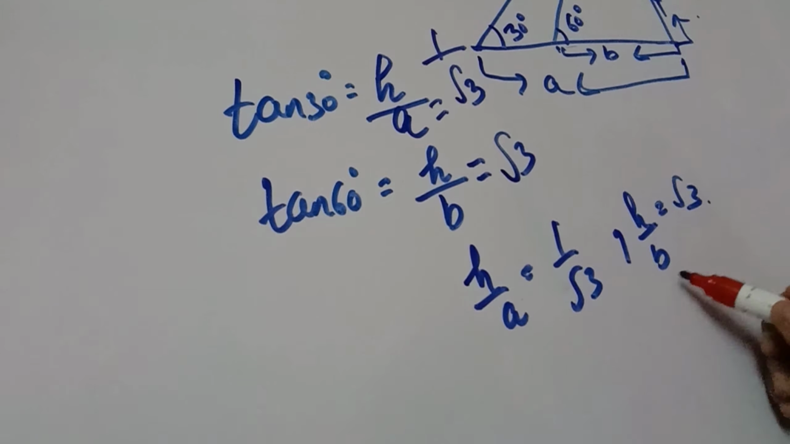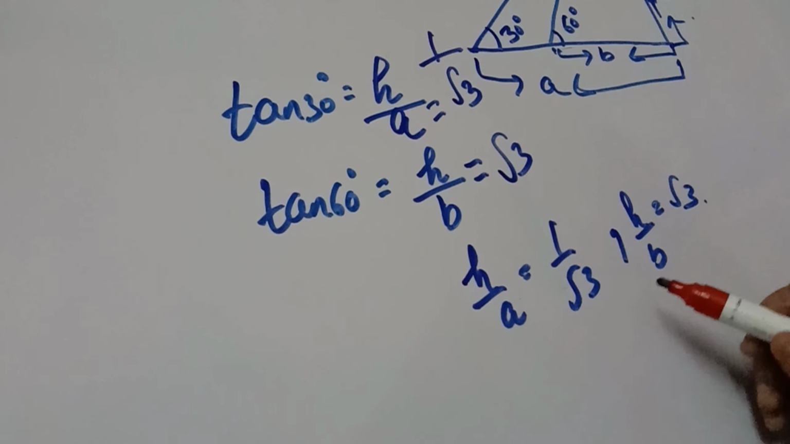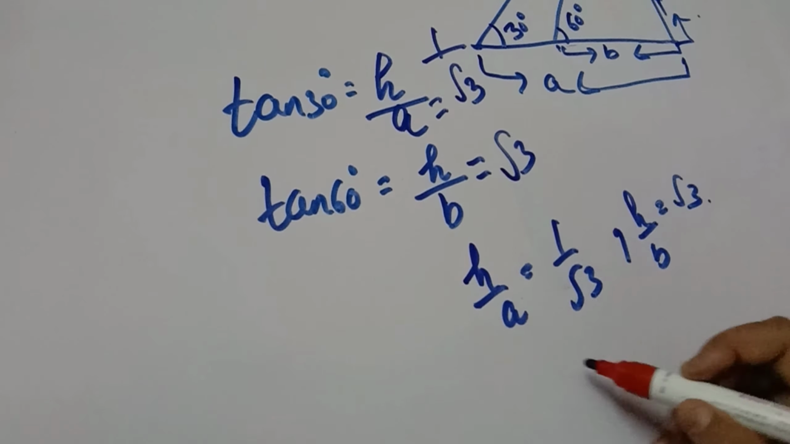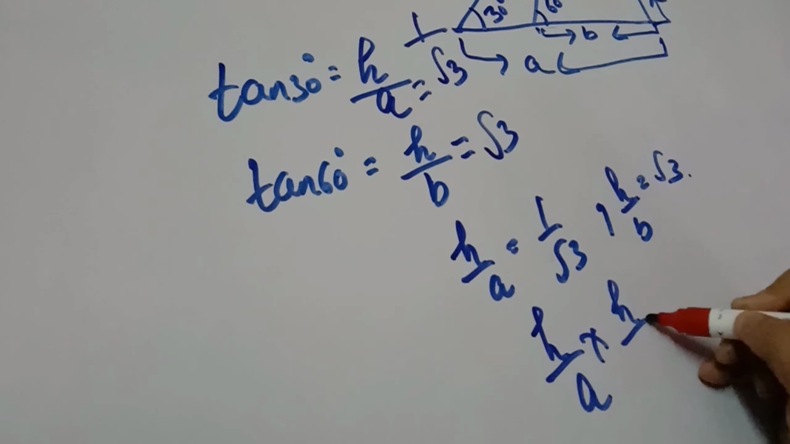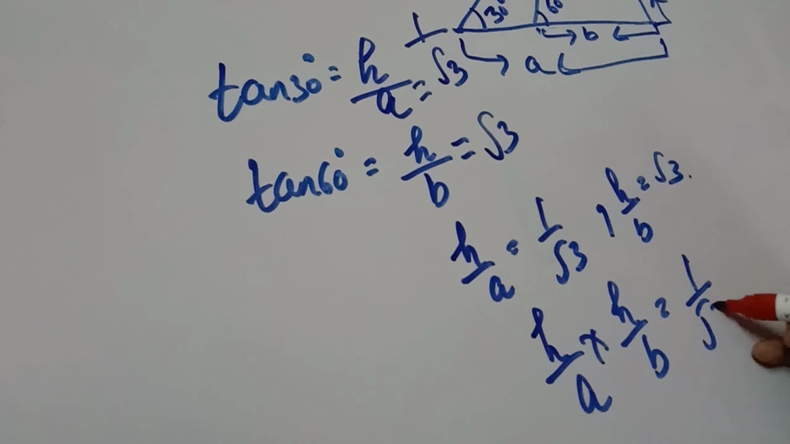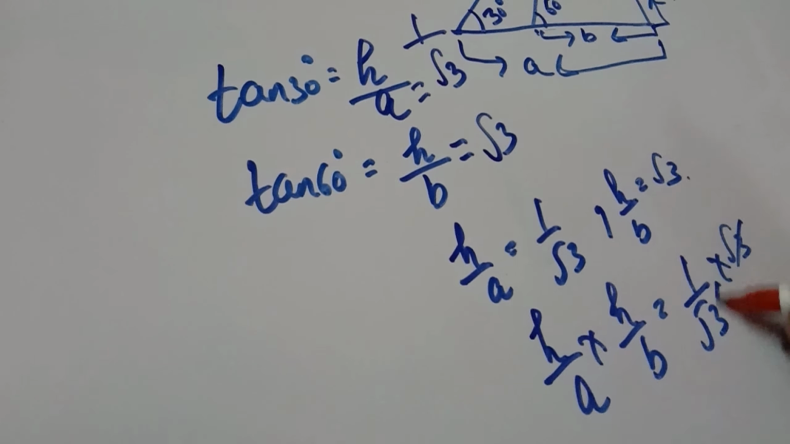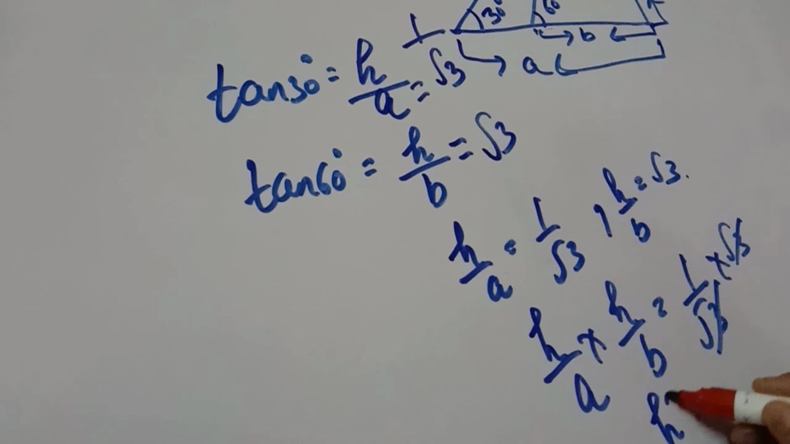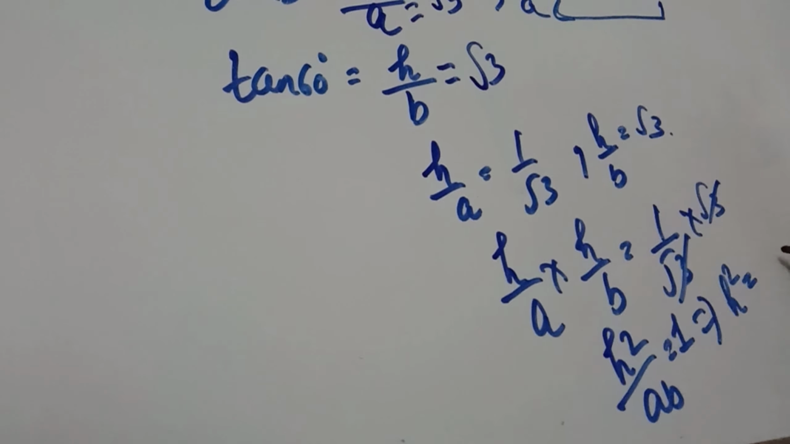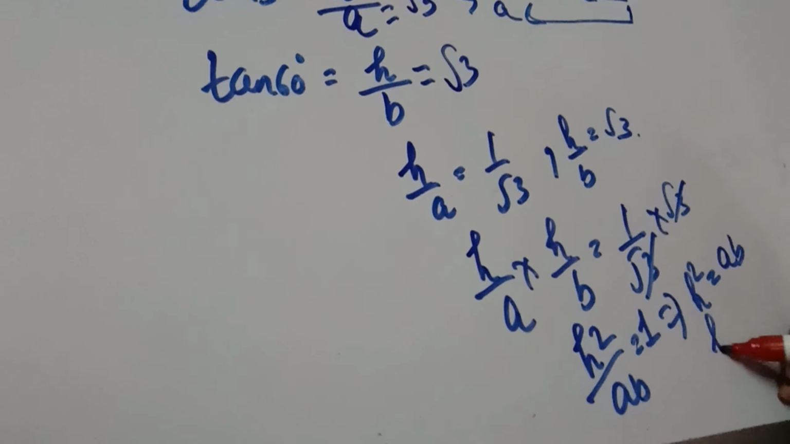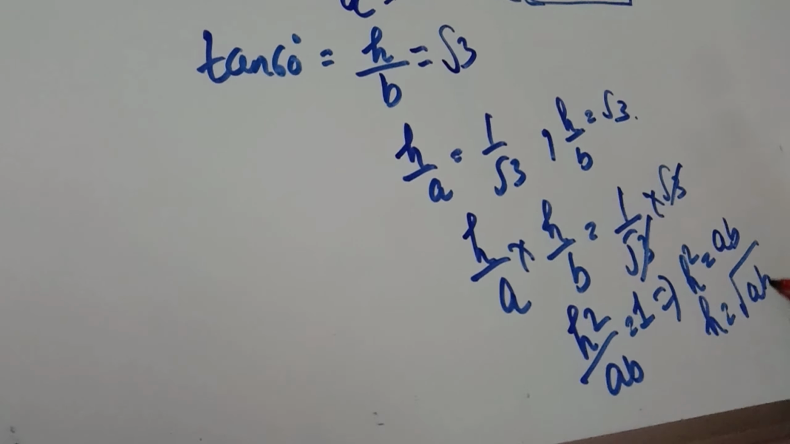Root 3 you don't want, you want height in the form of a and b. So what you will do, you will multiply h by a into h by b. Because when you multiply 1 over root 3 into root 3, this will be cancelled. So you will get h square over ab is equal to 1. So h square will come 1 into ab, ab.